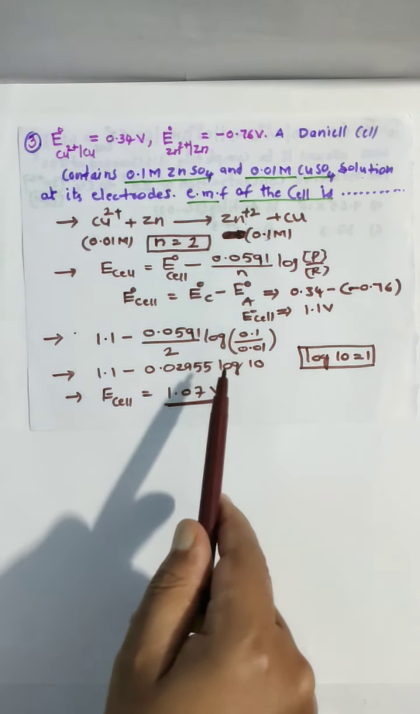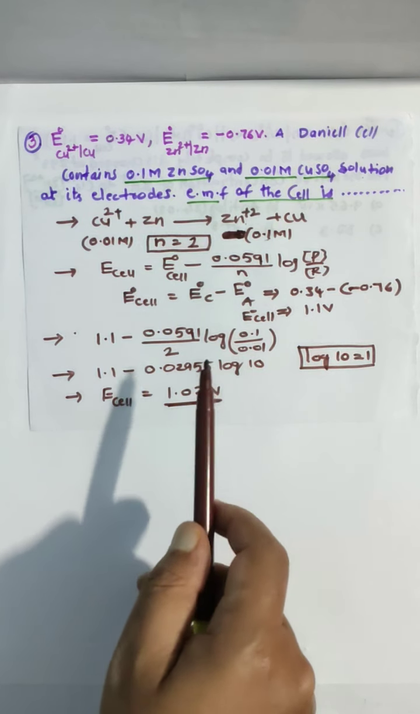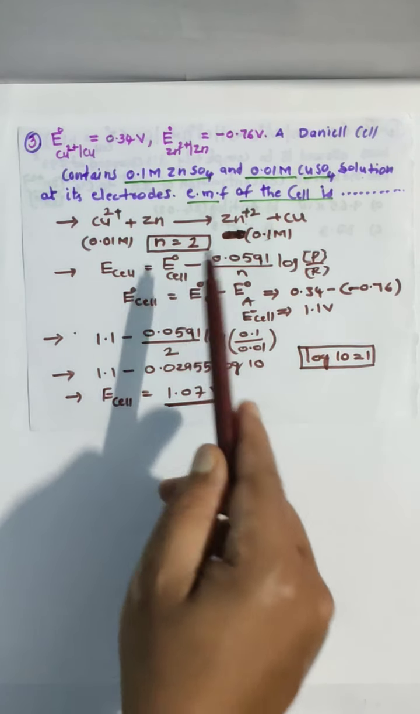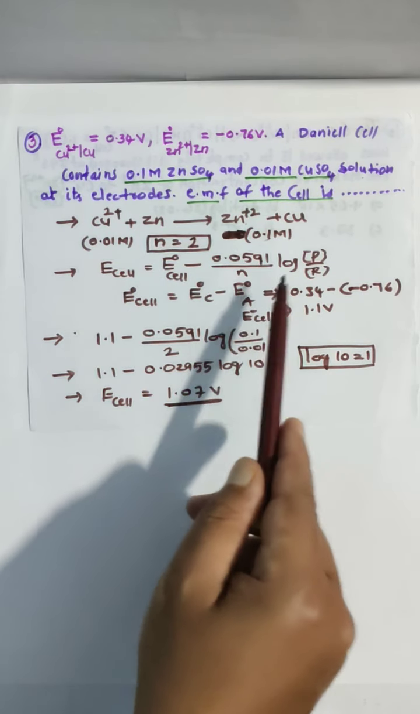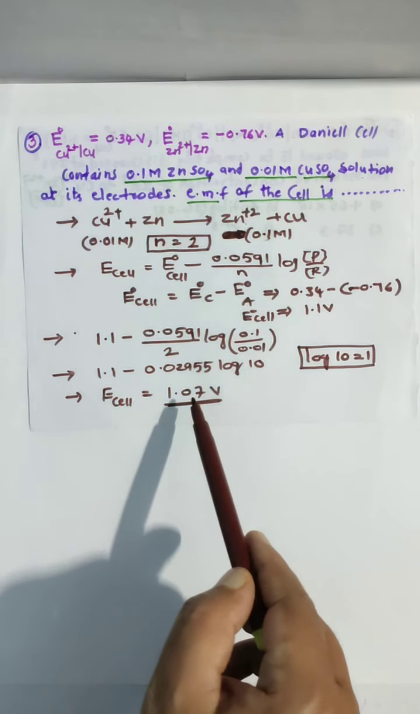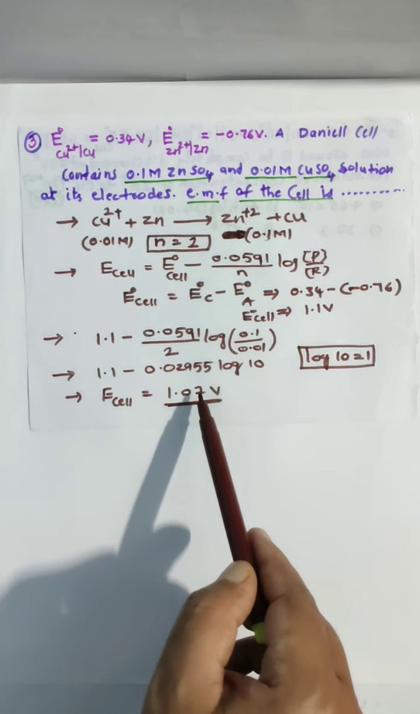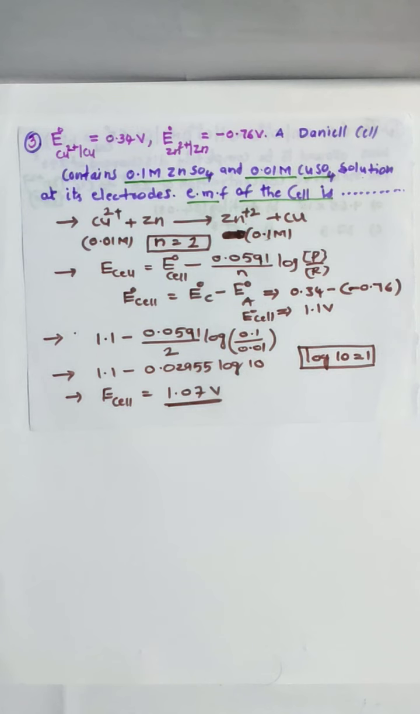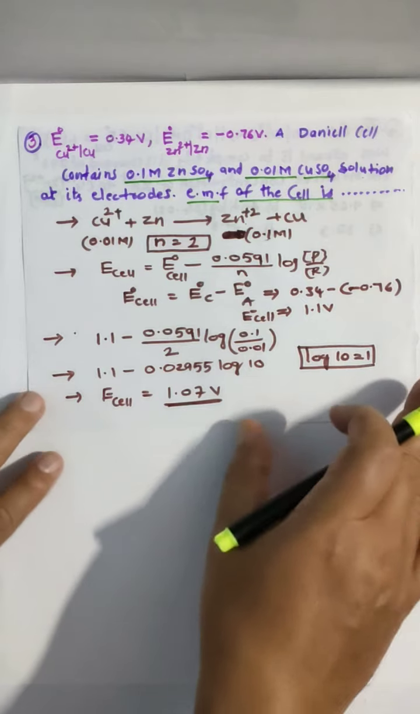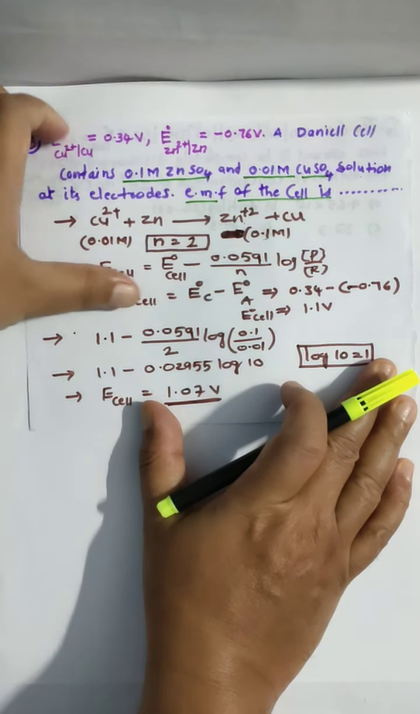The previous problem and this problem are the same only. What is the difference? In that one they didn't give E naught cell, so we calculated it. In this problem they gave it directly, and we substituted directly and got the E cell value. And this is another model we have in NCERT. Let me go for another numerical which was given previously for NEET.